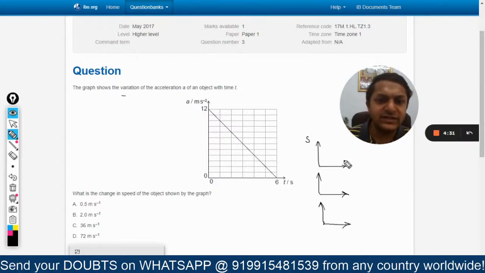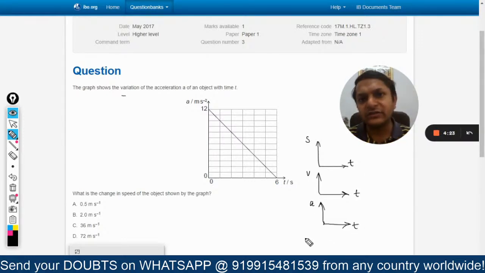Now, this is displacement versus time, this is velocity versus time, and this is acceleration versus time, so there is a connection between all these three things. Let us say there is a body which is moving with an acceleration, whether uniform or non-uniform. There will be a graph of acceleration versus time. With respect to that, we can create the graph of velocity with respect to time. We can create the graph of displacement with respect to time for the same body. And there is a relation between all these three graphs.